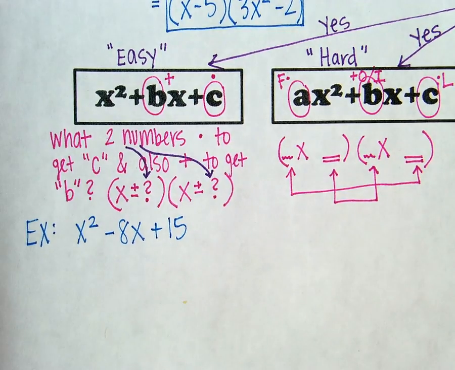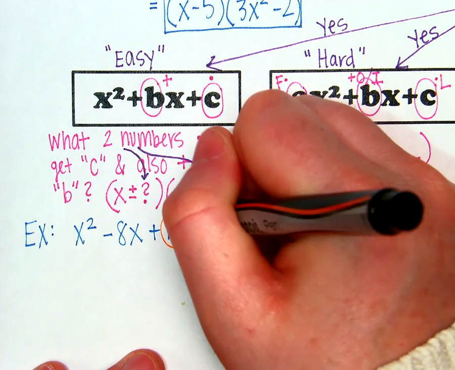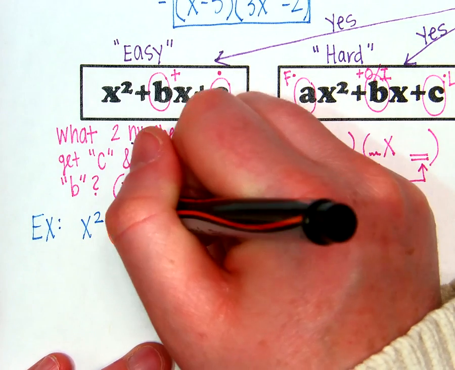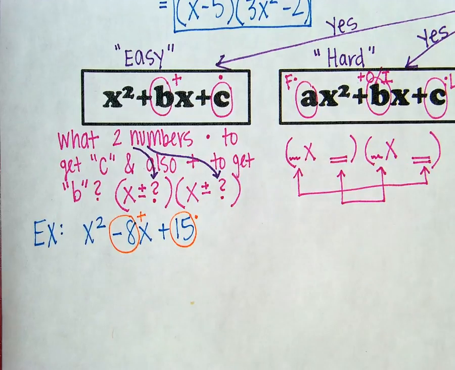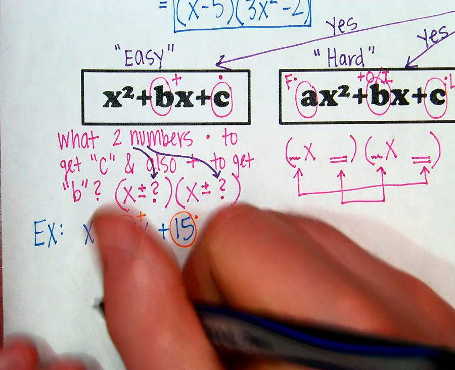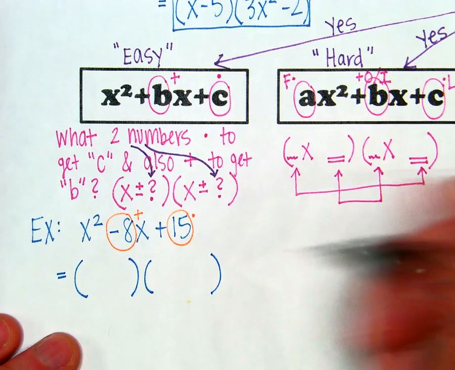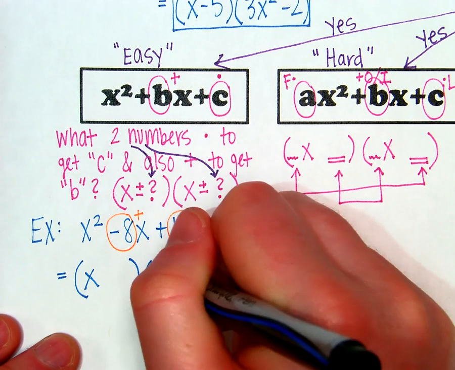And remember, with these easy ones, your job is to start thinking about, okay, I need my multiply number, that's always on the end, that's my 15, and then my add number is negative 8. So I'm trying to think about what 2 numbers will multiply together to be 15, but they have to add together to be negative 8. And I'm going to set up my parentheses here. We're using the letter x in this problem, so I'm going to start them with x and x.